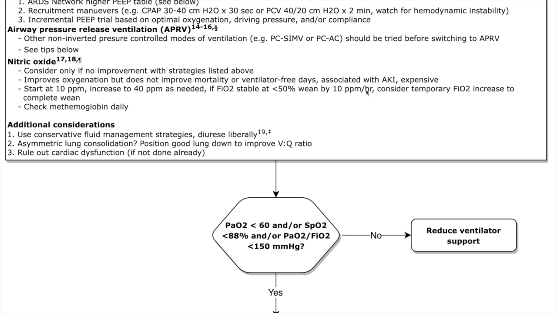Now, the reason the specific weaning recommendations are listed here in the algorithm is because it can be hard to get patients off that little last bit of nitric. And sometimes you do have to increase the FiO2 temporarily to get that nitric off before you can come back down on the FiO2. Nitric oxide can also result in methemoglobinemia, and some institutions check daily methemoglobin labs to assess for this.